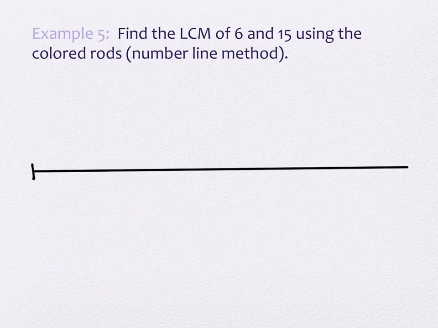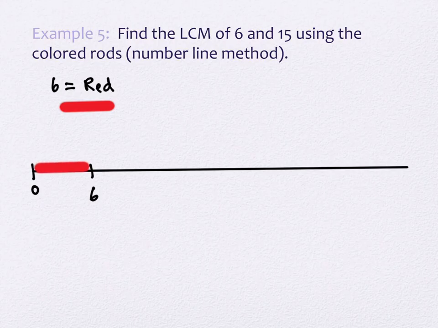So I'm going to space these out. This is 0. This is 6. I'm going to say my 6 rods are red. I don't know what they are in my actual manipulative set, but that's okay. We have a red rod. It looks like this, and every time I put one down, it's going to be this long. And I just stack them end to end.